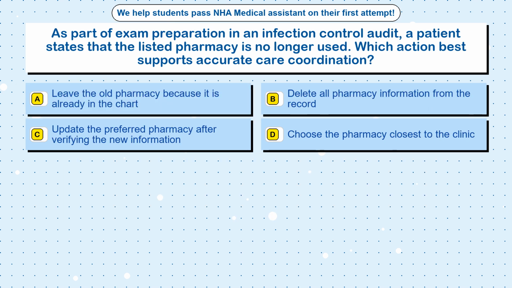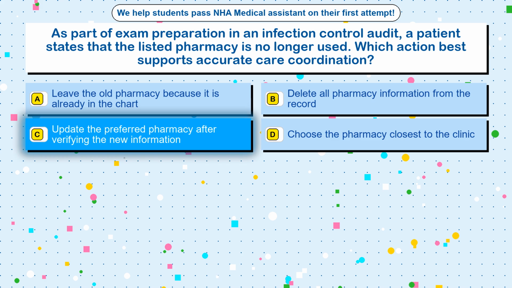Question 77. As part of exam preparation in an infection control audit, a patient states that the listed pharmacy is no longer used. Which action best supports accurate care coordination? Option A. Leave the old pharmacy because it is already in the chart. Option B. Delete all pharmacy information from the record. Option C. Update the preferred pharmacy after verifying the new information. Option D. Choose the pharmacy closest to the clinic. The correct answer is option C.